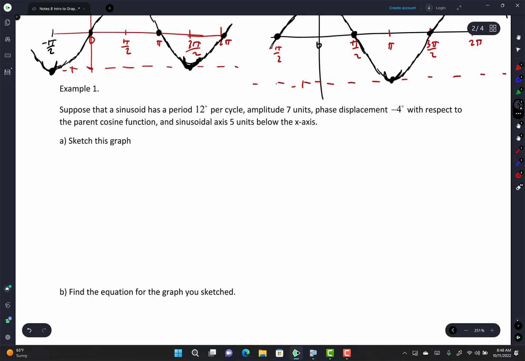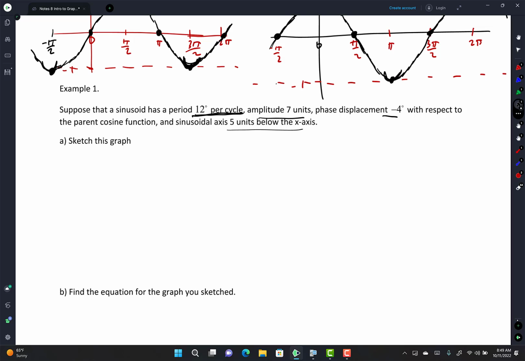It says, suppose that a sinusoidal axis has a period of 12 degrees per cycle. The amplitude is 7 units, so I'm underlining stuff that's important, and the phase displacement is -4 with respect to the parent cosine function, and the sinusoidal axis is 5 units below the x-axis. Okay, so sketch a graph. All right, let's sketch a graph.